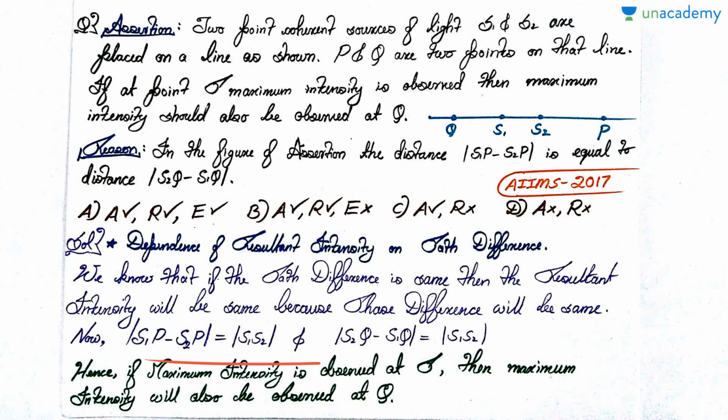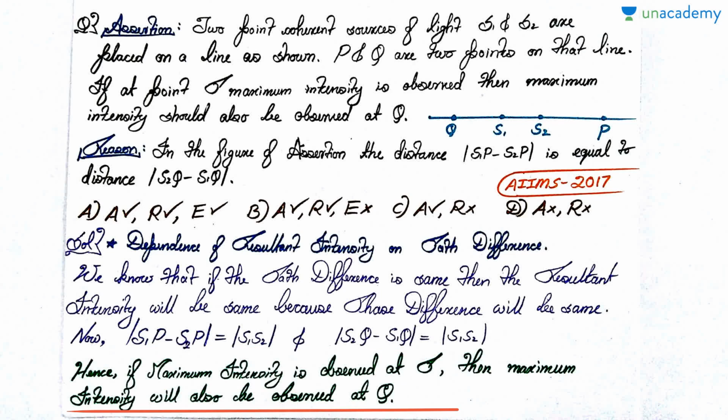Basically, S1P is this distance, S2P is this distance, if you subtract them, you get S1 minus S2. Similarly, S2Q is this distance and S1Q is this distance. If you subtract them like this, then you will get again S1, S2. So the reason is definitely true, but is this the correct explanation? Now that is the question. Hence, if maximum intensity is observed at P, the maximum intensity will be observed at Q.